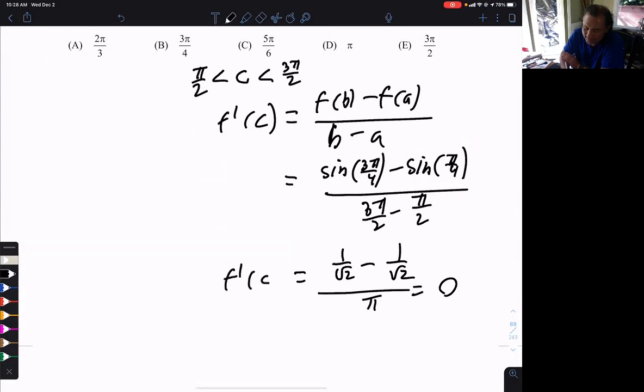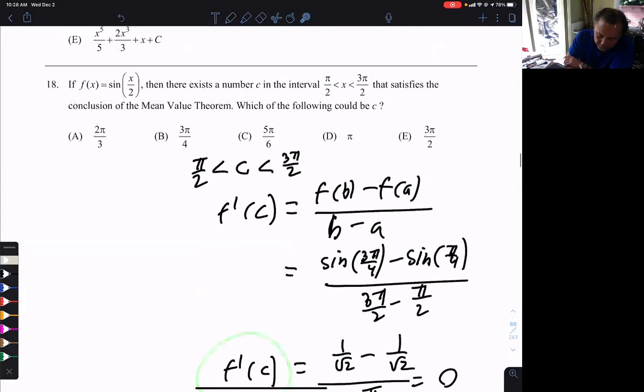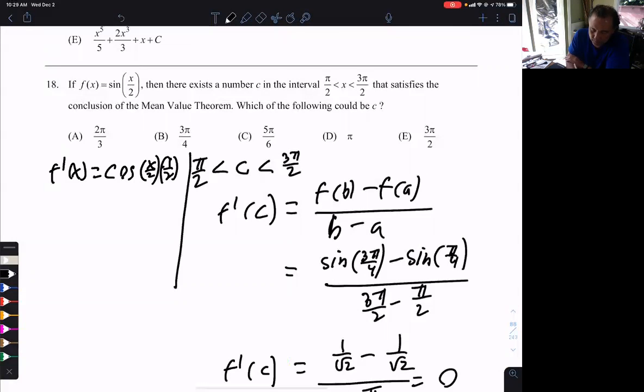So the question is asking, well, there's got to be a point where the slope of the tangent line is 0. So the derivative is 0. So we need the derivative of f. What's the derivative of sine of box? It's going to be cosine of box times the derivative of box. So the derivative is going to be 1/2 cos x over 2.